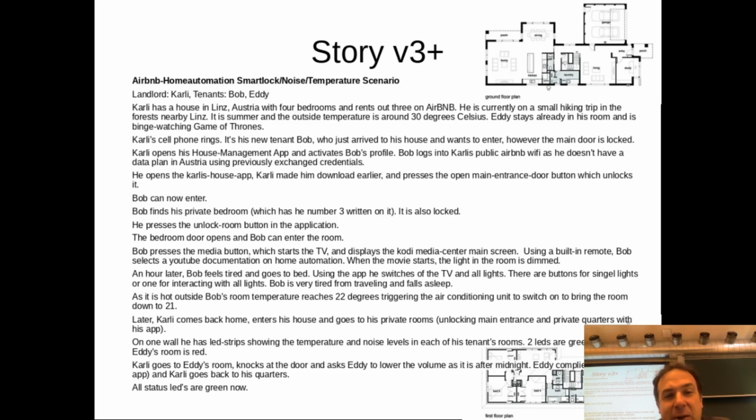Bob finds his private bedroom, which actually has the number 3 written on it. It is also locked. He presses the unlock room button in the application. The bedroom door opens and Bob can enter the room. Bob presses the media button, which starts the TV and displays the Kodi Media Center main screen. Using a built-in remote, Bob selects a YouTube documentary on home automation. When the movie starts, the light in the room is dimmed.